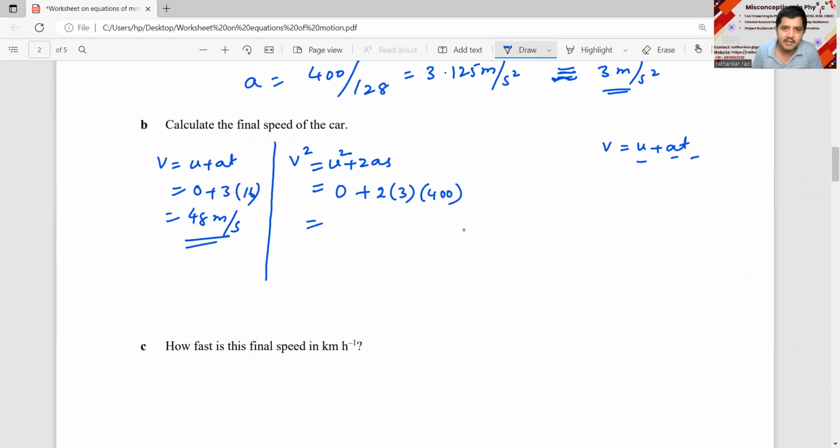So what do I get here? 2 into 3, 6 into 400 is what you get here. I'm doing it correctly, right? 2 into 3 into 4, yeah. 6 into 4 is nothing but 24 into 10 square. So v square equal to so much.